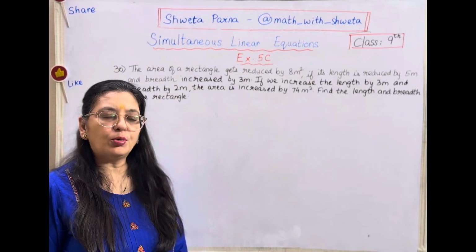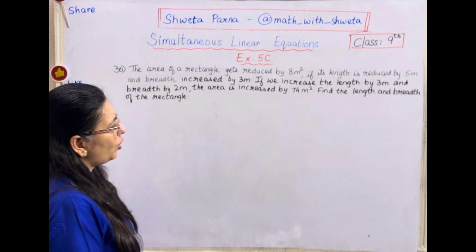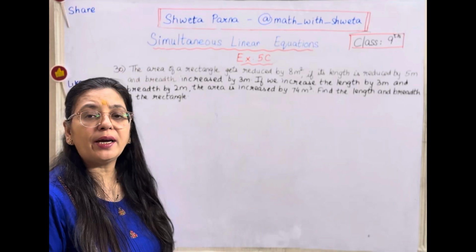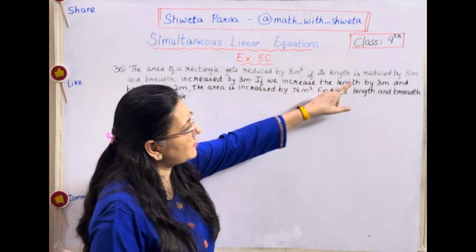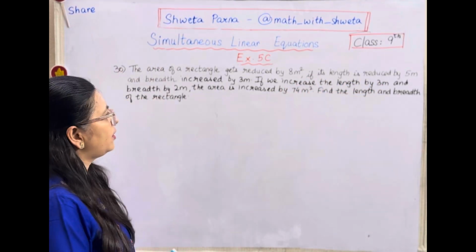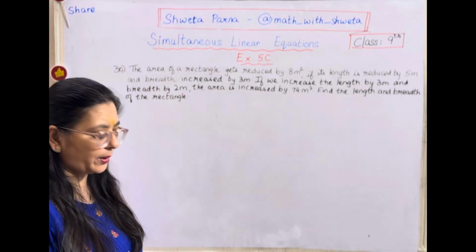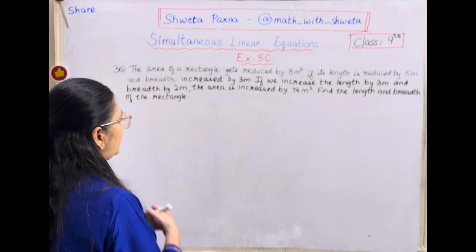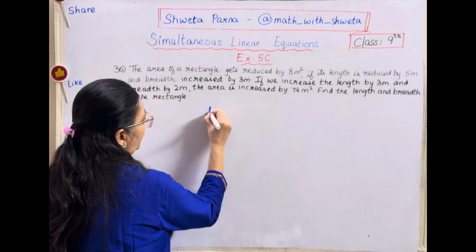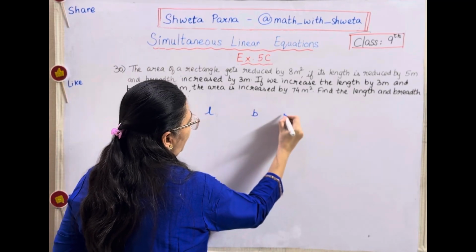Yes? Come, let's read question number 30. The area of a rectangle gets reduced by 8 meters square if its length is reduced by 5 meters and breadth is increased by 3 meters. We don't know the length and breadth, so let's assume it. Length, breadth and area.